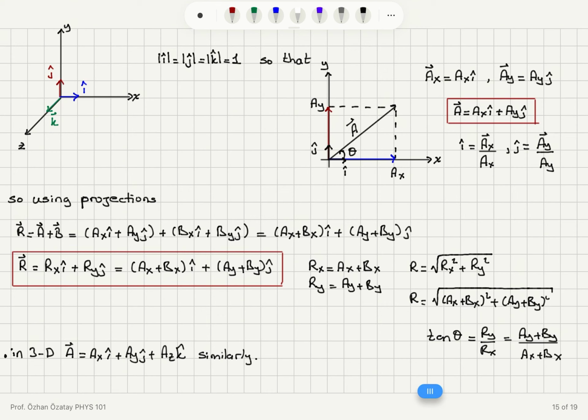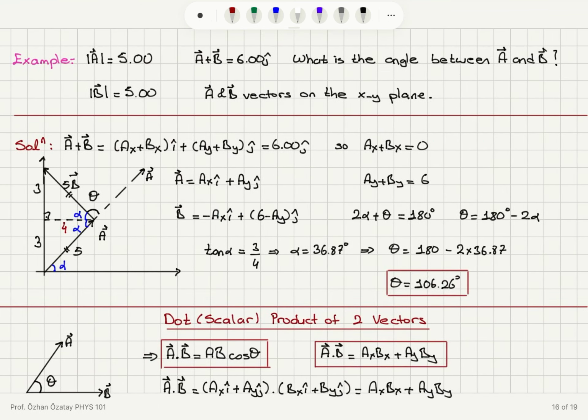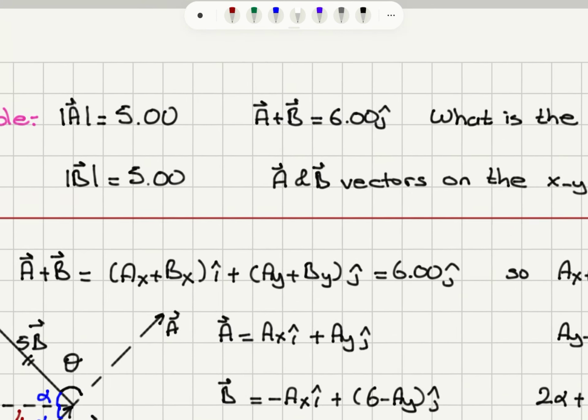Now, if we generalize this to 3 dimensions, we have the 3 unit vectors i hat, j hat, and k hat. So any vector A can be written as a_x i hat plus a_y j hat plus a_z k hat in 3 dimensions. So let's look at an example.